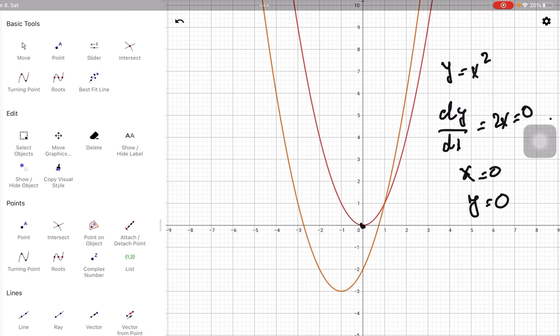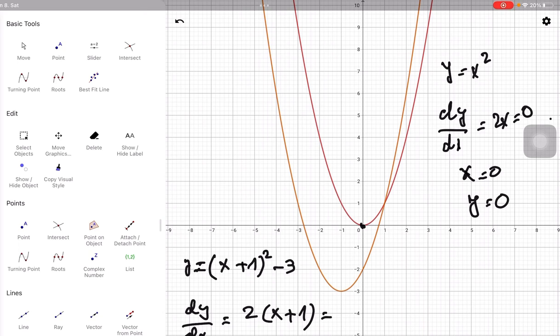But when we have an equation like y equals (x plus 1) power 2 minus 3, in this case the derivative dy/dx equals 2(x plus 1), and if we set it equal to 0, x equals minus 1. If we put minus 1 in the equation, it will be (minus 1 plus 1) power 2 minus 3, so y equals minus 3. This will be our minimum.